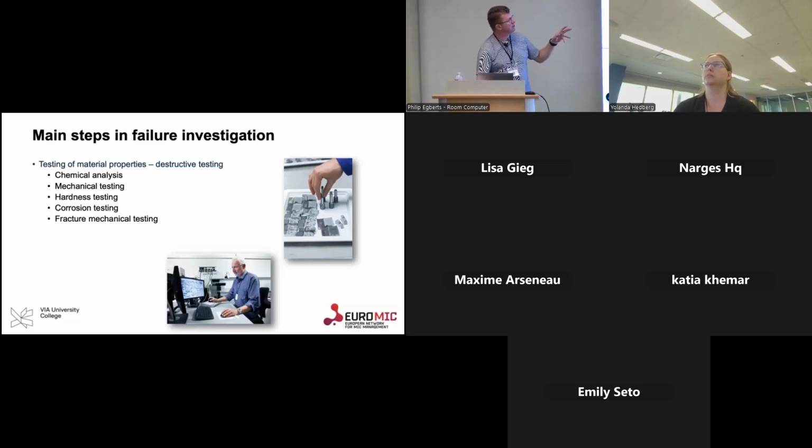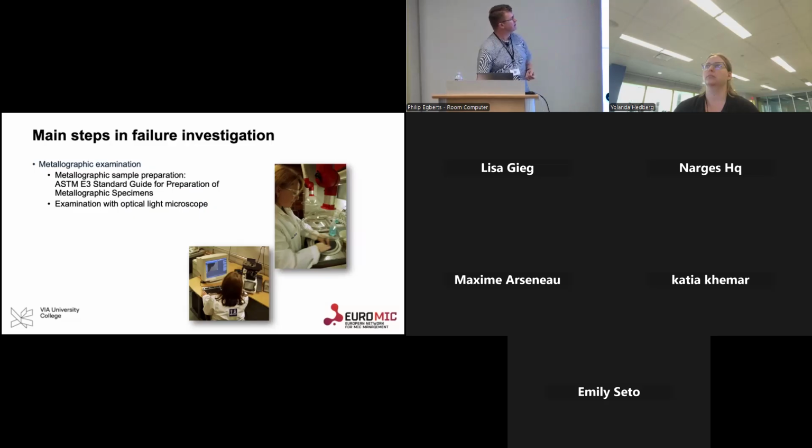Testing of material properties. So now we're getting to the destructive part. Chemical analysis, mechanical testing, tensile testing, hardness testing, corrosion testing, and so on. So this is where you go more into the metallurgical properties of the material. These become very important if you have welding, heat-affected zones, base material, and all these kinds of things. Metallographic examination. There's a standard listed here. You can even use regular light optical microscopy.